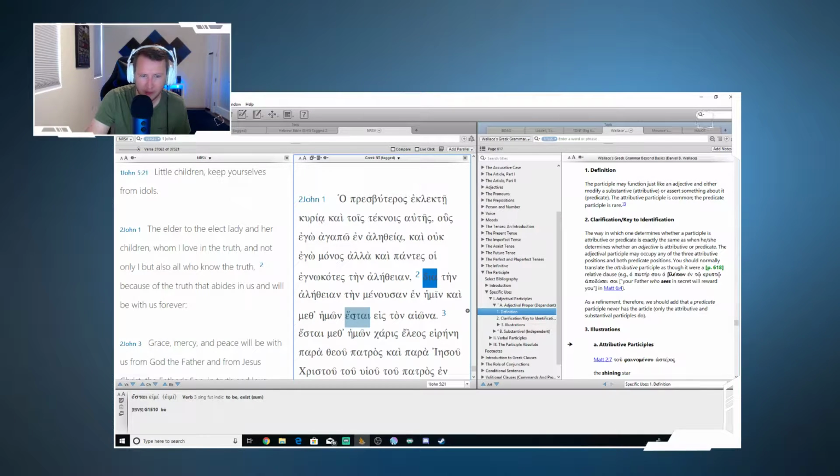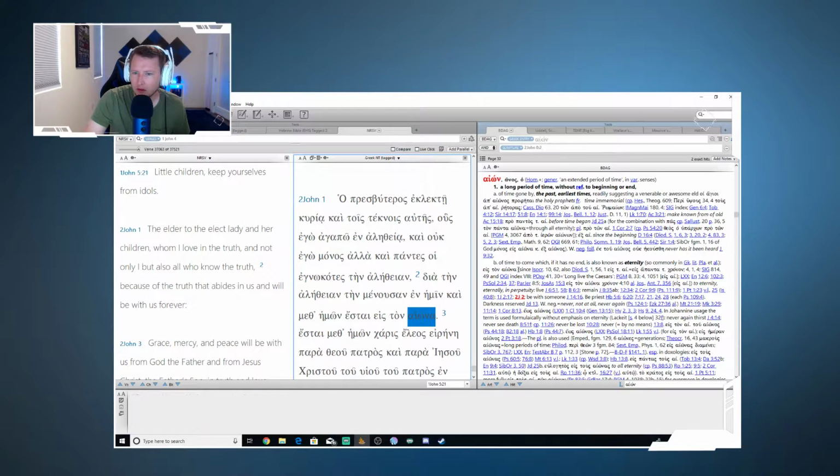And with us will be, this is future, in the age, this is translated forever. To eternity, eis ton aiona, to eternity, yeah. And it will be with us for eternity.